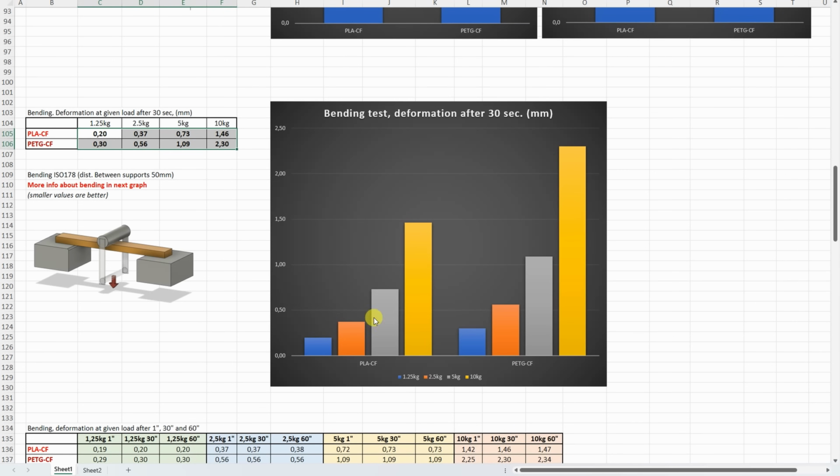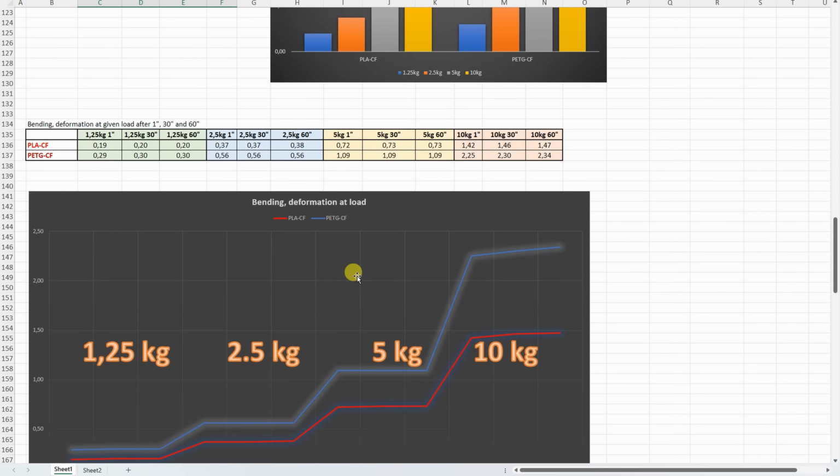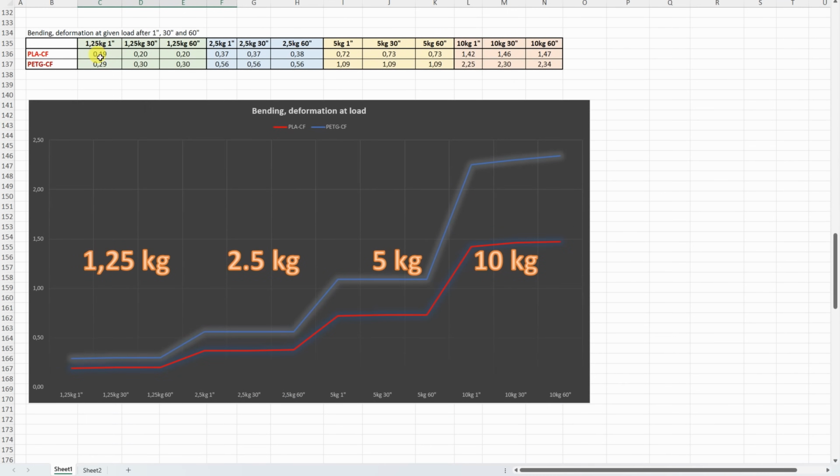3-point bending test, and here we can see the deformation under these loads after 30 seconds. And smaller values are better, so PLA is better here. But this is more interesting, where we can see the deformation under these loads after 1, 30 and 60 seconds. And of course, PLA is stronger here, less deformation.